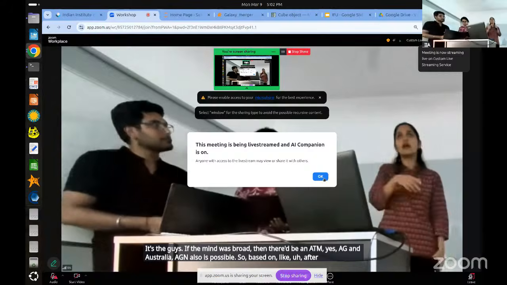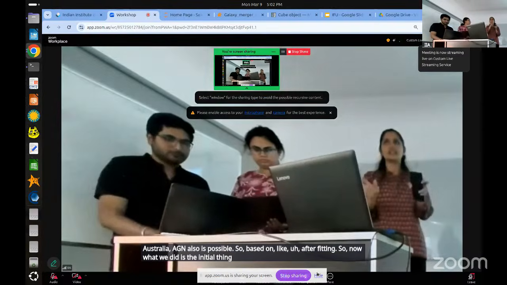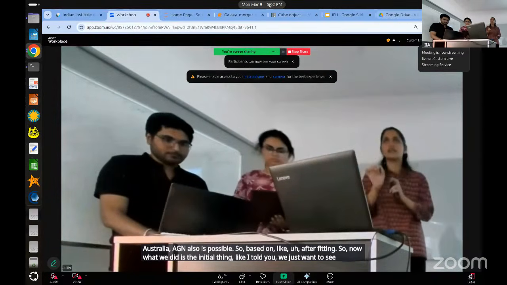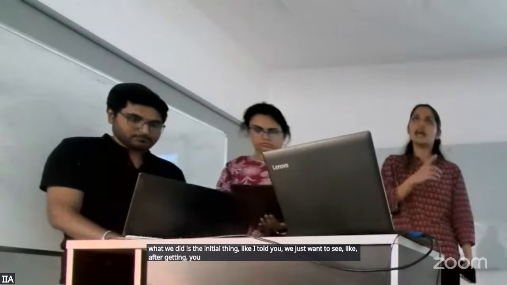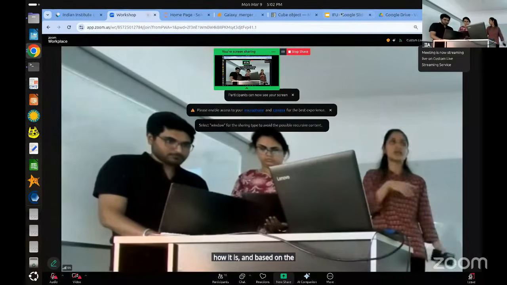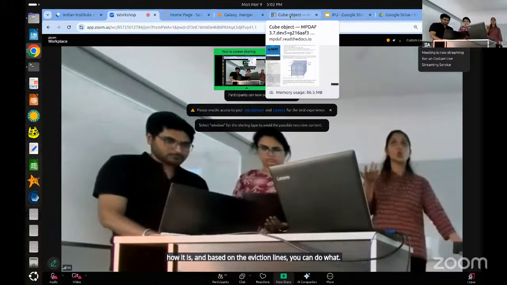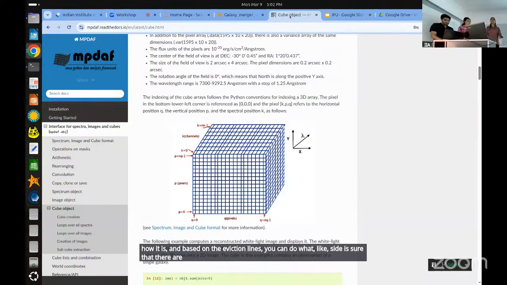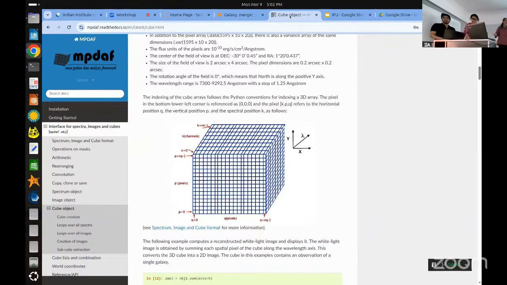What we did now is the initial thing. Like I told, after getting the data you can plot and do fitting, and see whether the line is broad, and based on the emission lines you can do what Saili showed, the BPT plot. You can distinguish what kind of source they are. Now Saili will show MUSE and MaNGA, which are IFU data. Any other question?